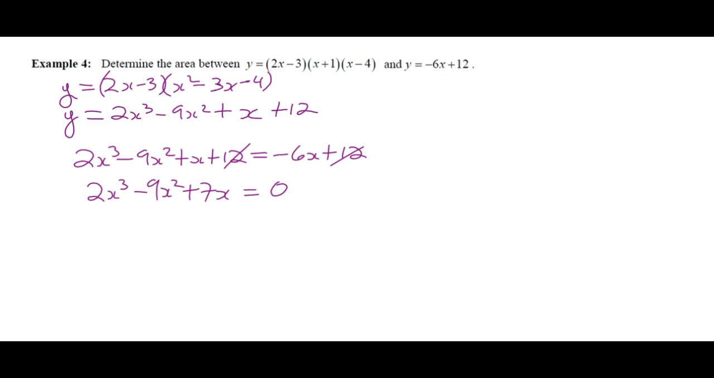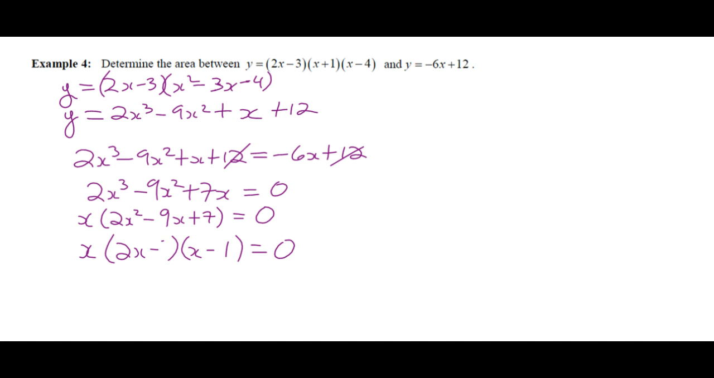All right, so we can factor out an x, right? So we'll have a 0. And we get 2x squared minus 9x plus 7. Two x squared minus 2 minus 7 is minus 9, yes. Okay, so we've got x equals 0, x equals 7 halves, and x equals 1.